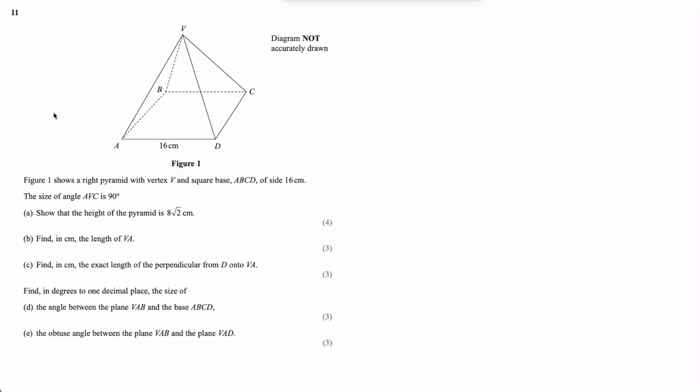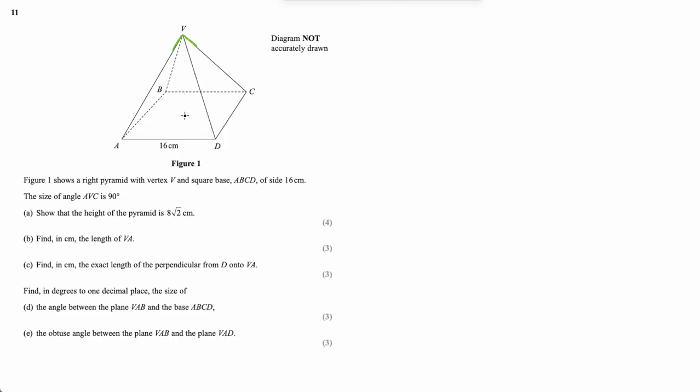Question 11, figure 1 shows a right pyramid, vertex V, square base, ABCD side 16, size of angle AVC is 90. So that, guys, is like this angle here, AVC. That's like 90 degrees there. Okay. Show that the height of the pyramid is 8 root 2.